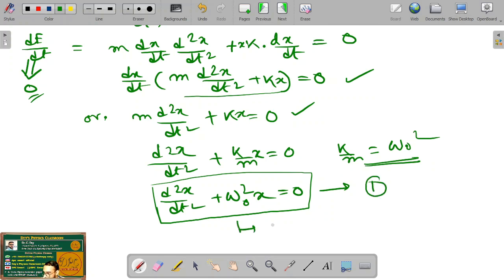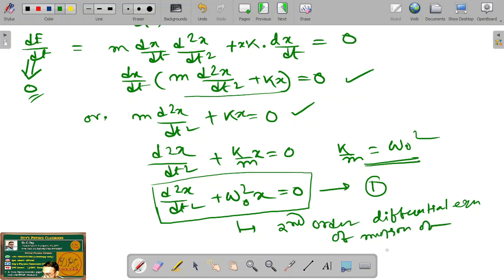So this is a second order differential equation of motion of spring mass system.